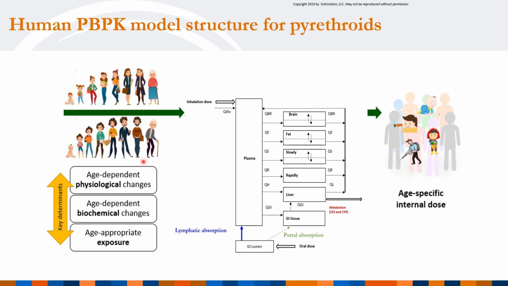We had age-dependent physiological changes in the human population, so we created a database of physiological parameters. We also have age-dependent biochemical changes that were developed in vitro, and also age-appropriate exposure. We did oral exposure, but also inhalation, and calculated plasma and brain concentration at different ages in the population.